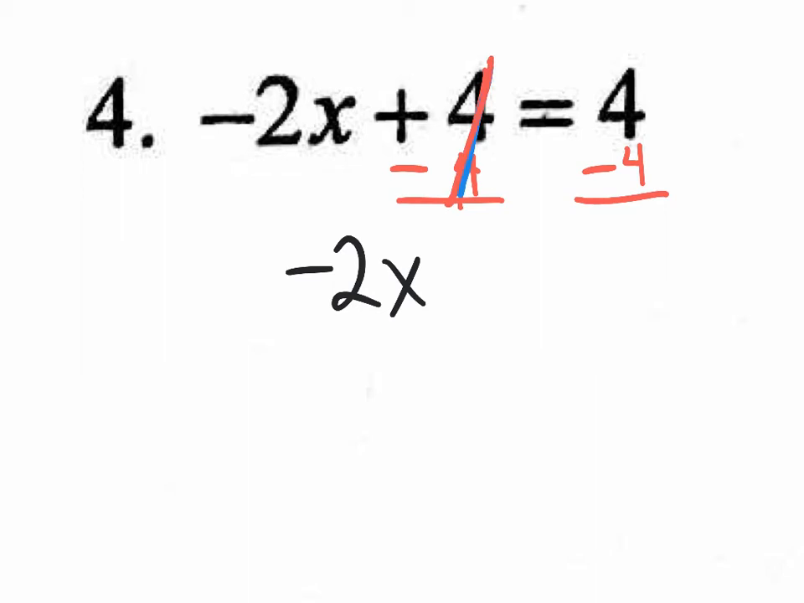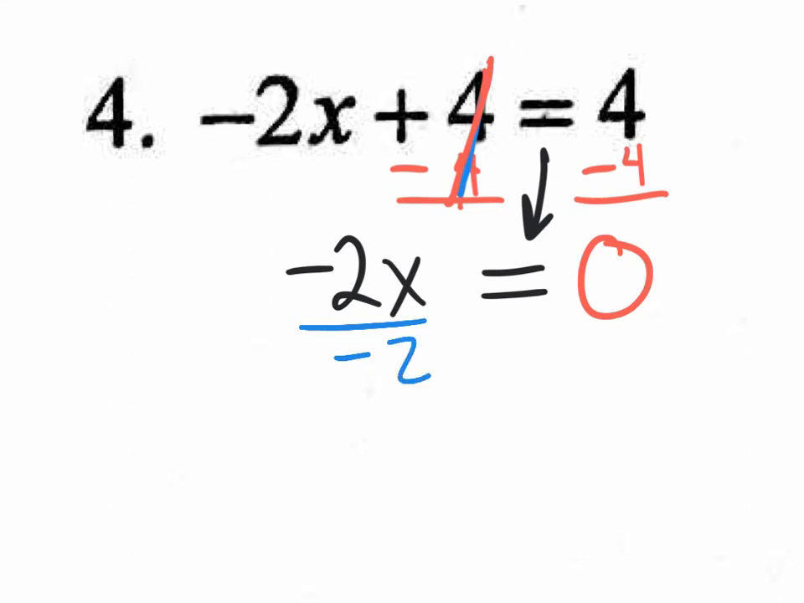Okay. Now over here on the other side, of course I'm going to bring down my equal sign. On the other side, 4 take away 4, that really is 0. And 0 is a number, so we need to write down that number right there. 0 is a nice whole number. Now we still have an equation that reads -2 times x equals 0. So how do I get rid of the multiplication of -2? You divide by -2. That cancels out.